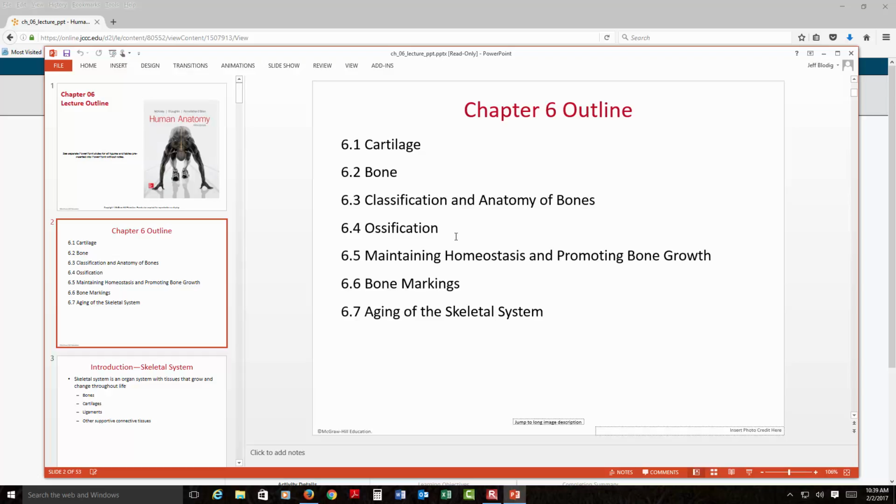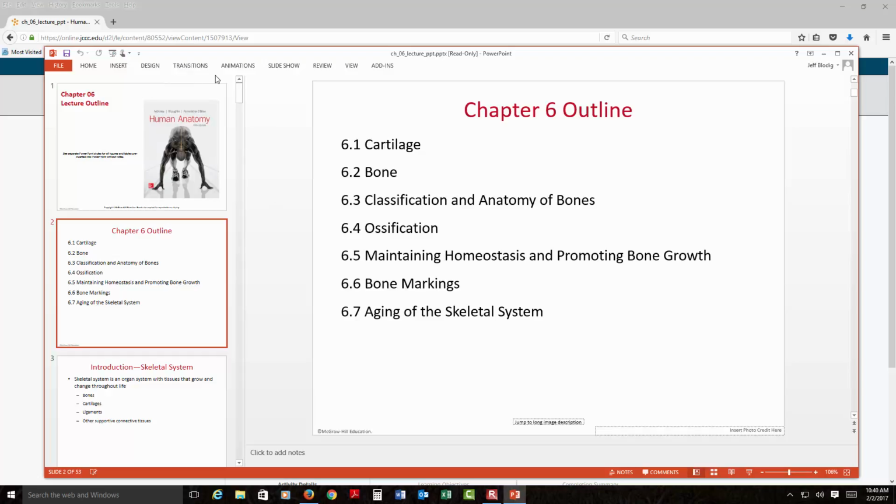Then it proceeds into the different types of ossification, endochondral versus intramembranous, and then they discuss homeostasis and promoting bone growth within section 6.5. Things like vitamins, hormones, and exercise are important in maintaining homeostasis and promoting healthy bone growth.